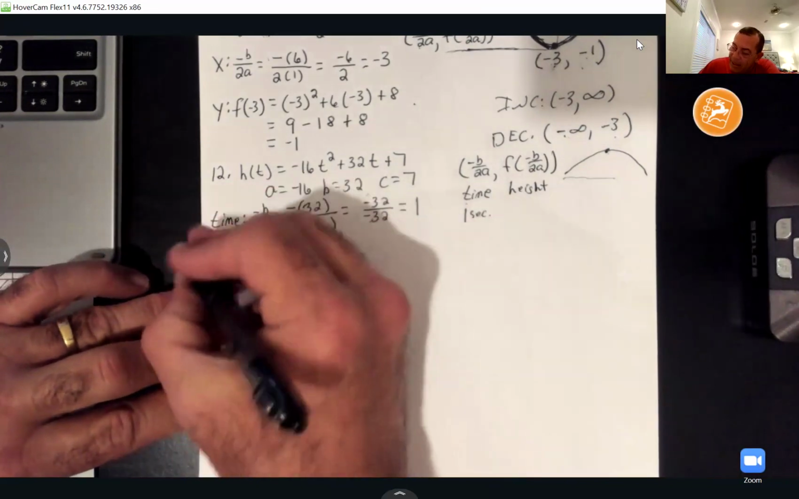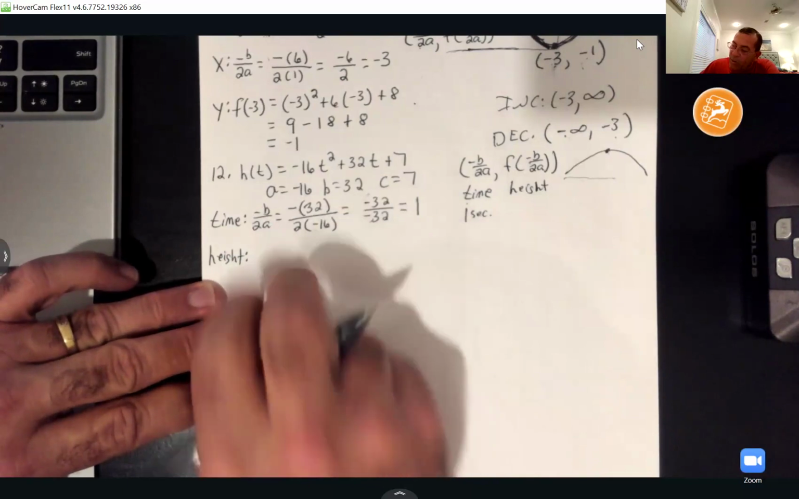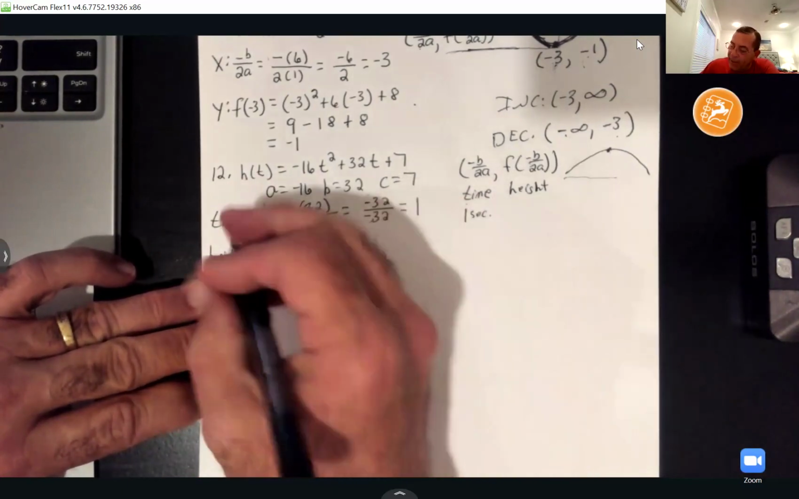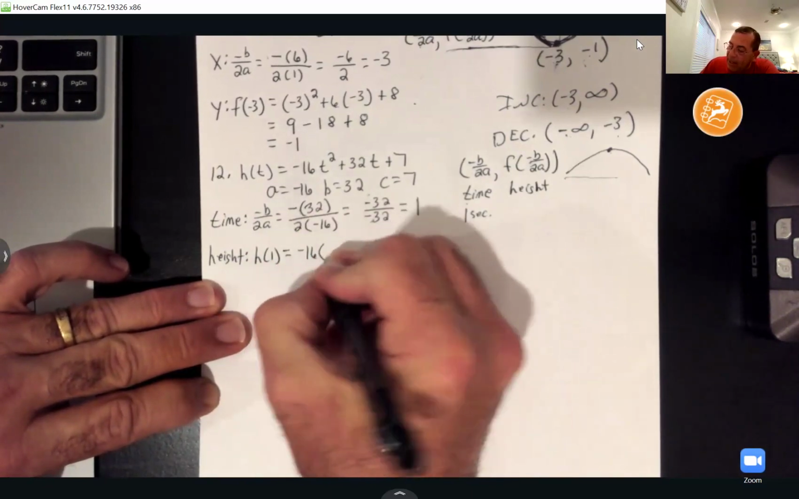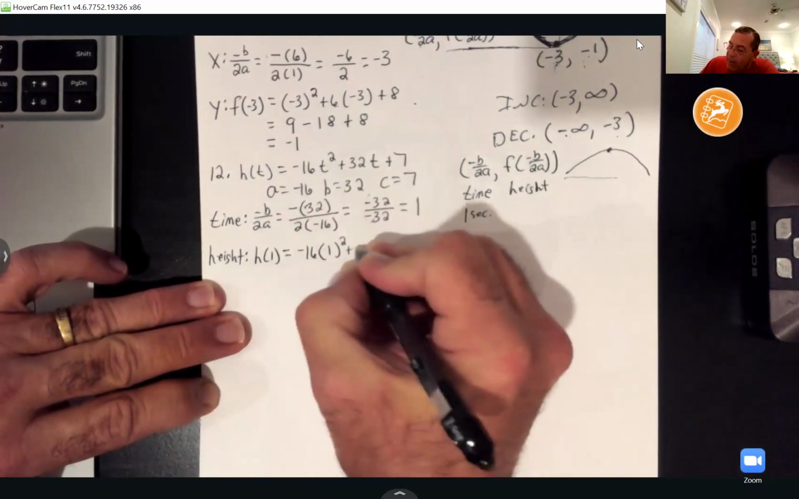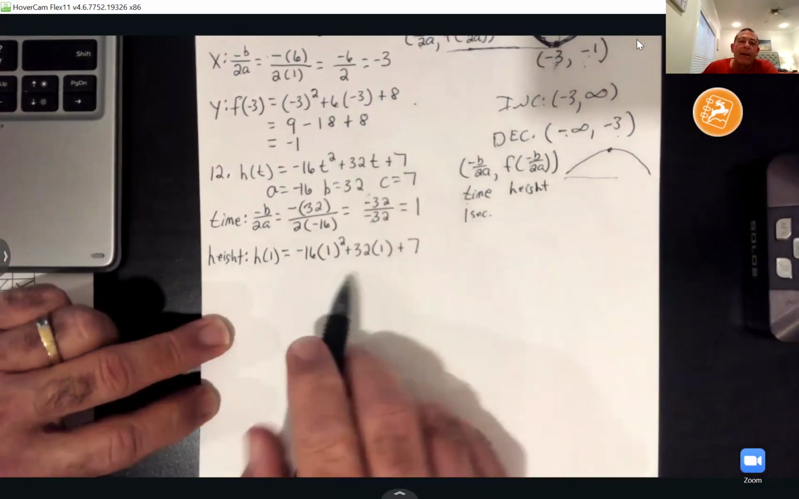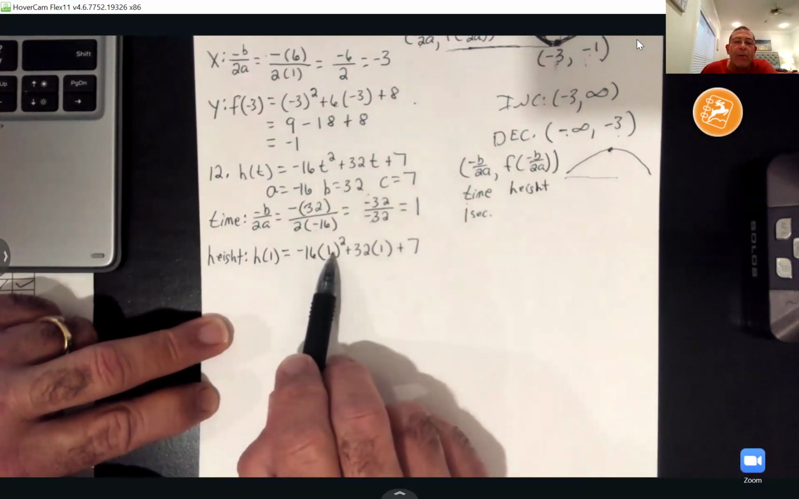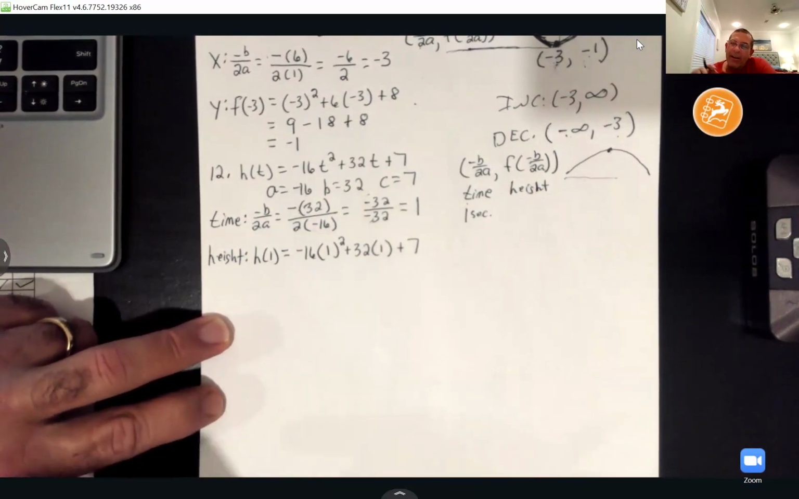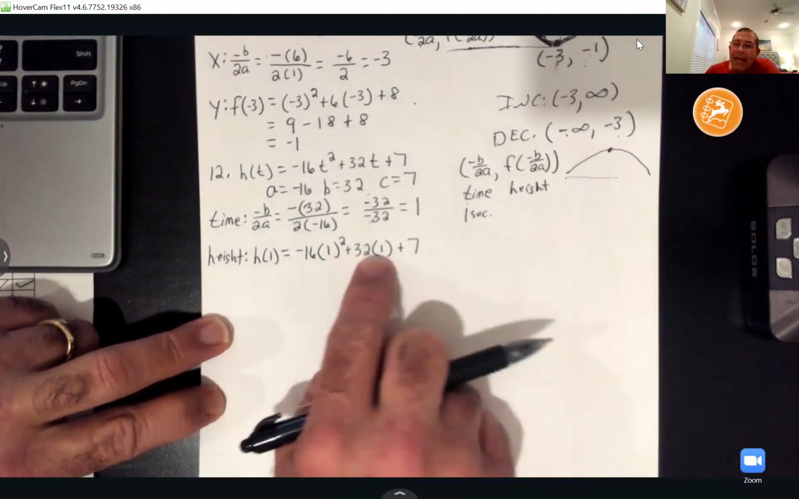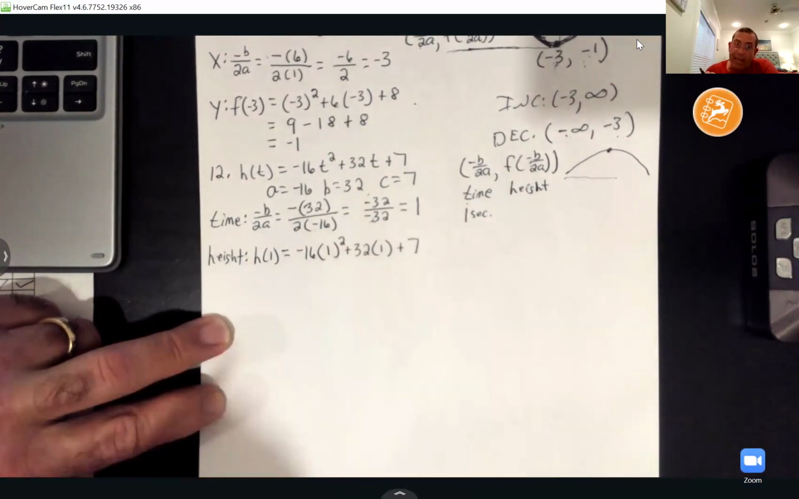Now, the height was going to be h of 1. So that'll be negative 16 times 1 squared plus 32 times 1 plus 7. Now, if you got a 1.5 or something, I would put that in here and then probably just punch it in on my calculator. This one won't be bad since I didn't have a decimal. But like I said, if I did get a decimal, I'm using my calculator, okay?